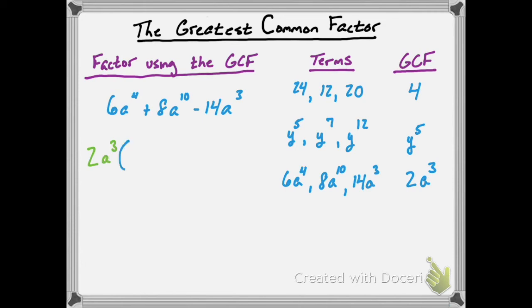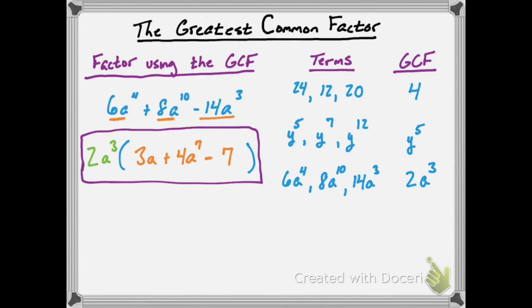6a to the 4th divided by 2a to the 3rd is just 3a. 8a to the 10th divided by 2a to the 3rd will get us 4. Remember, subtract the exponents, a to the 7th. And 14a to the 3rd divided by 2a to the 3rd will just be 7. Notice all the divisions should work out perfectly because we chose our greatest common factor because it divides evenly into all the terms.